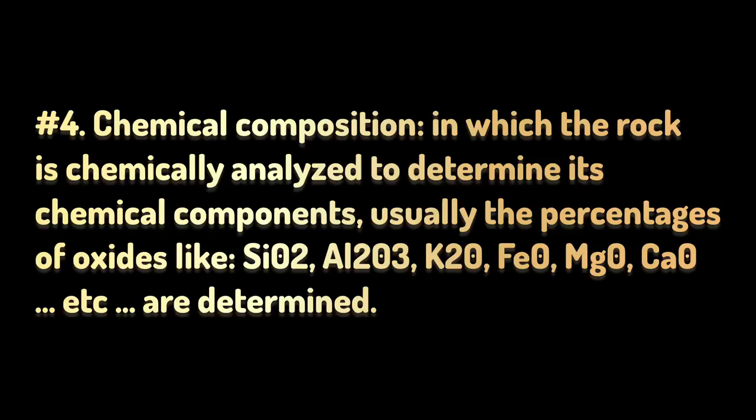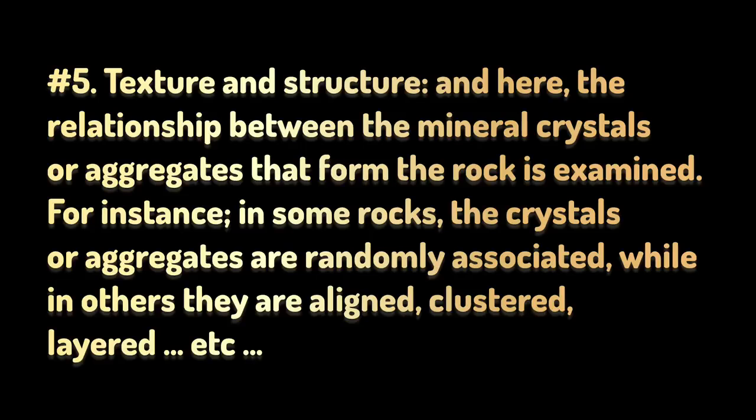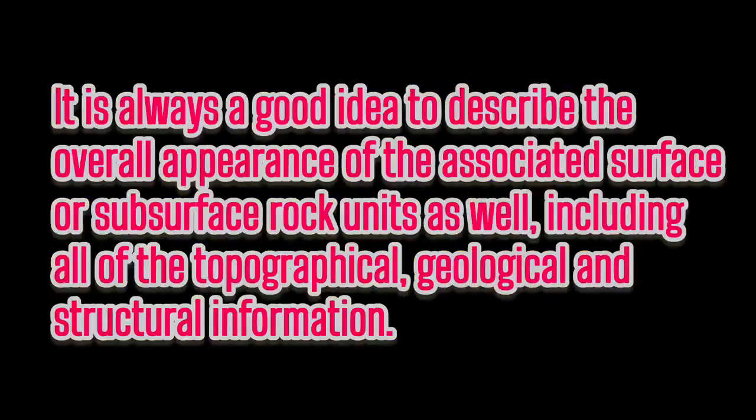Number five, texture and structure, and here the relationship between the mineral crystals or aggregates that form the rock is examined. For instance, in some rocks, the crystals or aggregates are randomly associated, while in others they are aligned, clustered, layered, etc. It's always a good idea to describe the overall appearance of the associated surface or subsurface rock units as well, including all of the topographical, geological, and structural information.